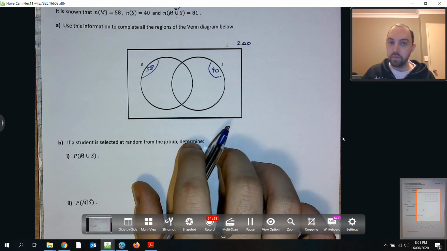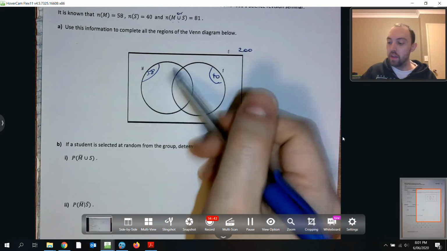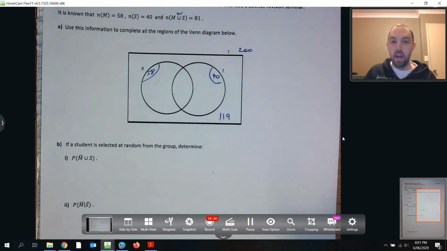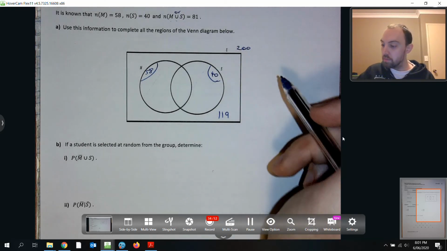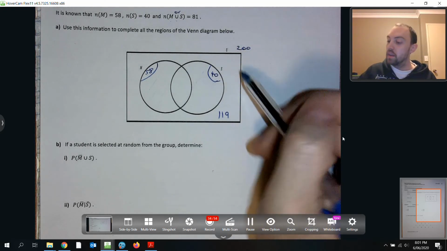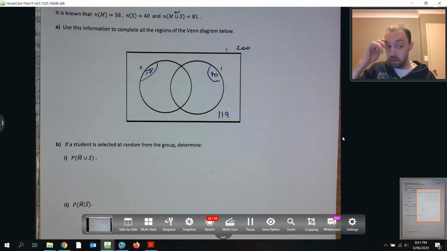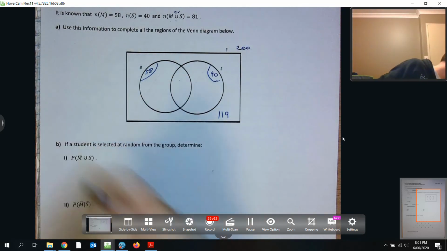Well, if we know that everything in M or S is 81, then we know that everything else, the 119 out of the 200, has to be doing neither of them. Now, because of this overlap here, we can do something very similar to what we did in question, I think it was right at the beginning.